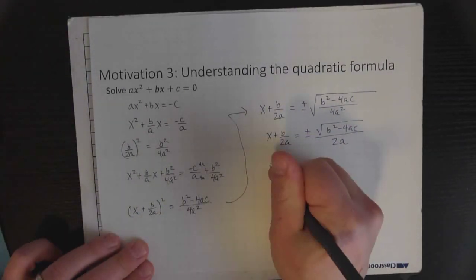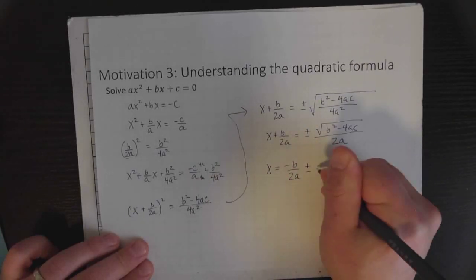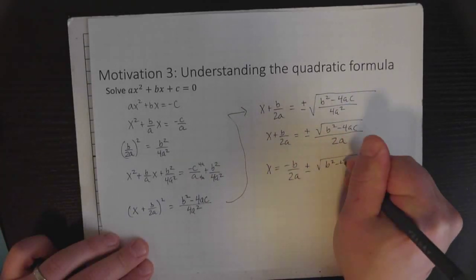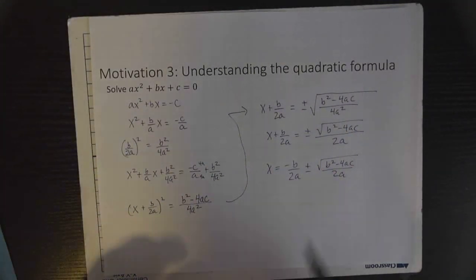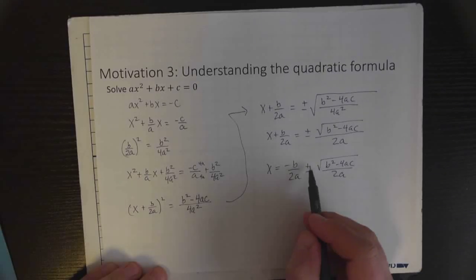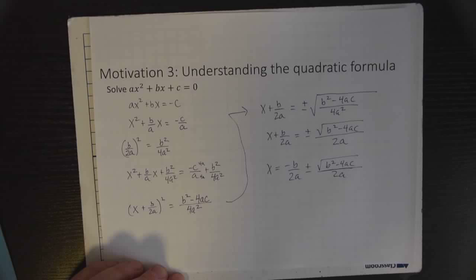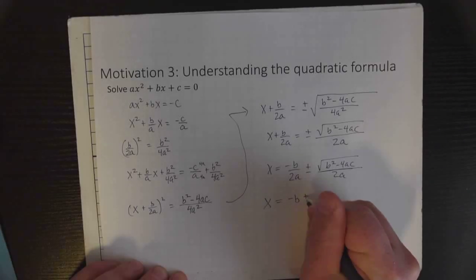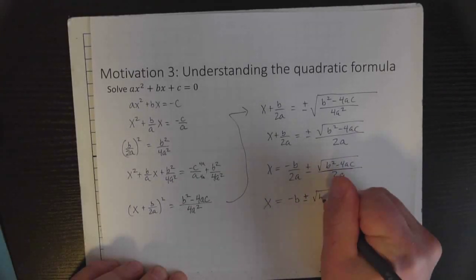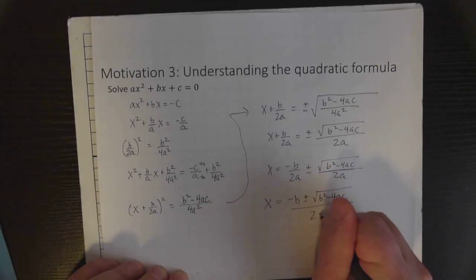And now subtracting b over 2a from both sides gives us negative b over 2a. Notice that's your axis of symmetry, plus or minus the square root of b squared minus 4ac all over 2a. And since they have the same denominator, we can say that x is equal to the opposite of b plus or minus the square root b squared minus 4ac all divided by 2a.